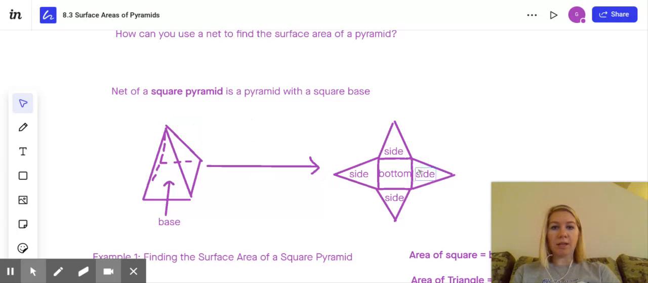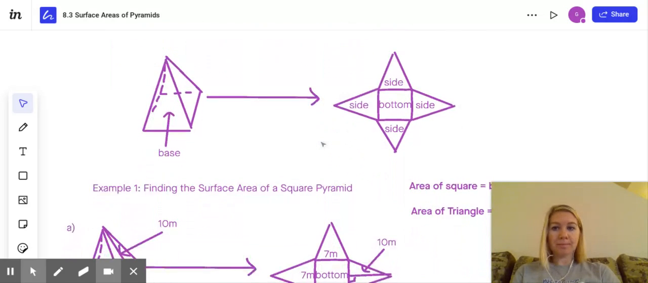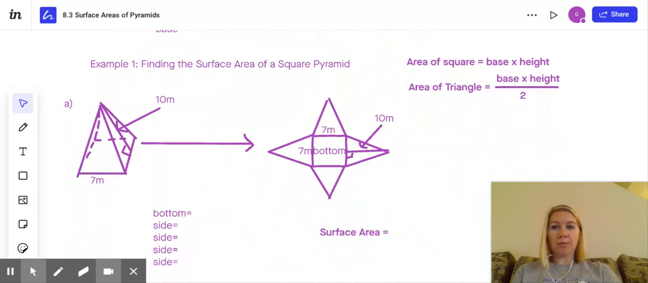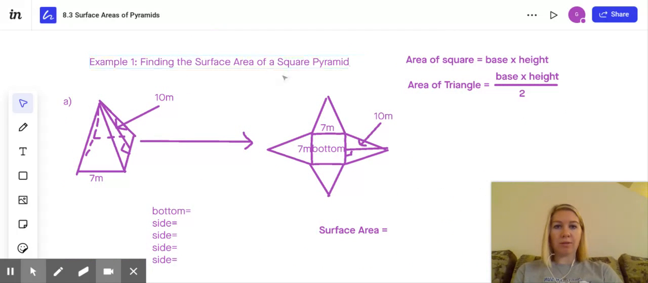Okay, and then to the right, you can see the net of that square pyramid. So we see the bottom, which is the base. And then we see all four of the sides that go around the pyramid. Okay, so let's look at example 1, finding the surface area of a square pyramid.